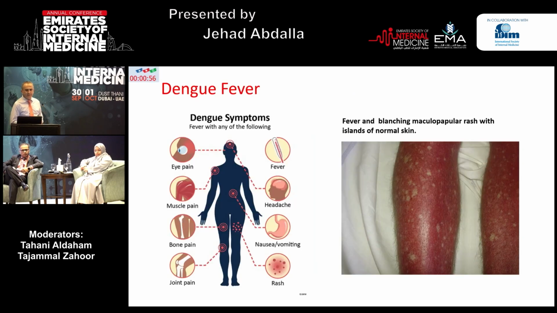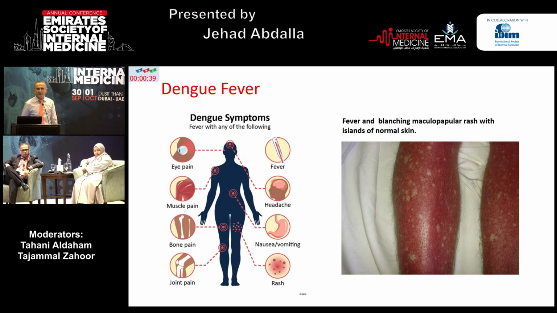What about this guy, dengue fever? This is a characteristic skin rash. The erythema is all over the extremity, the trunk, with islands of normal skin color. Blanching. If I put my finger there, it will blanch.